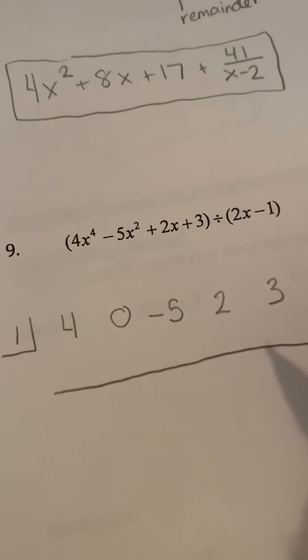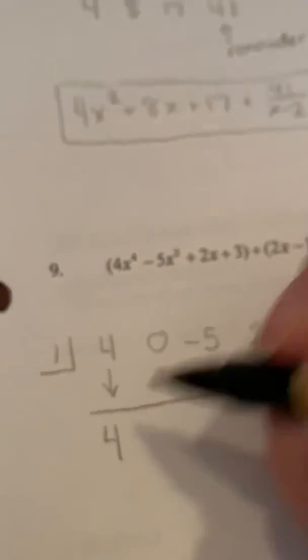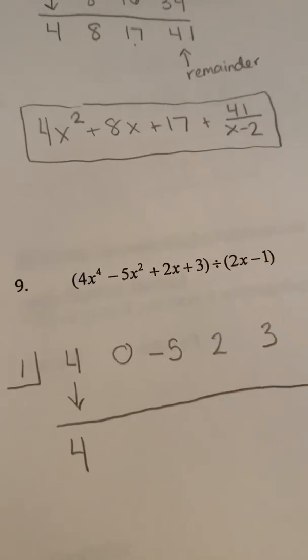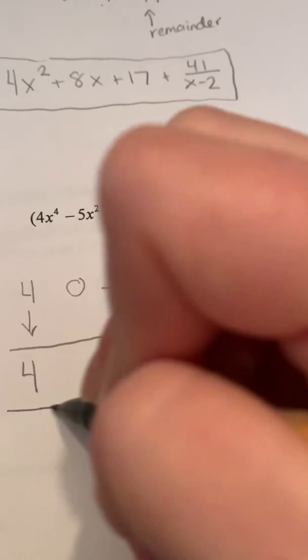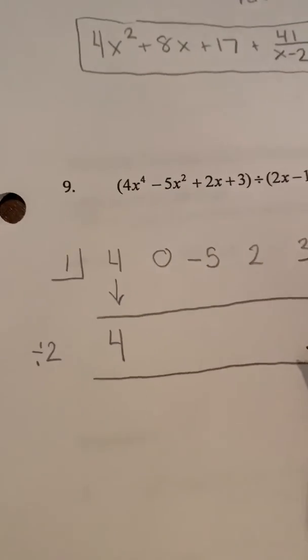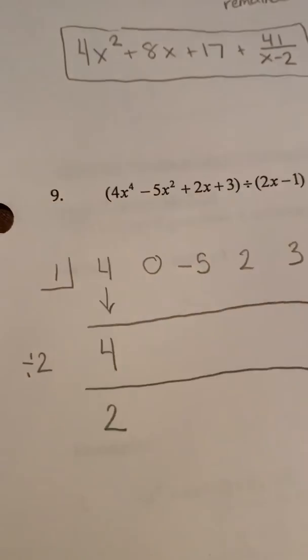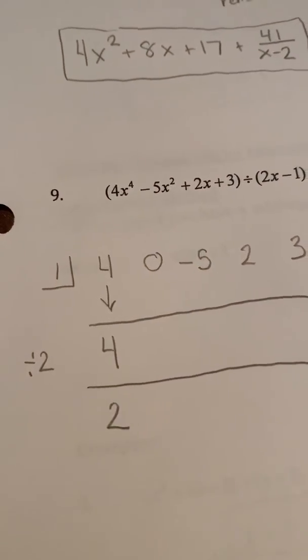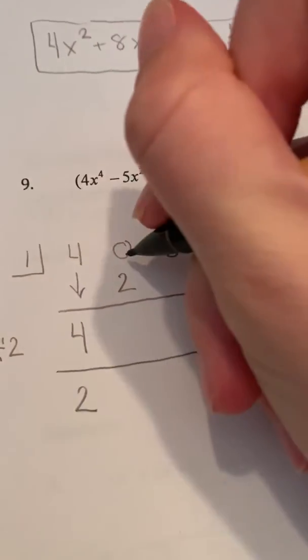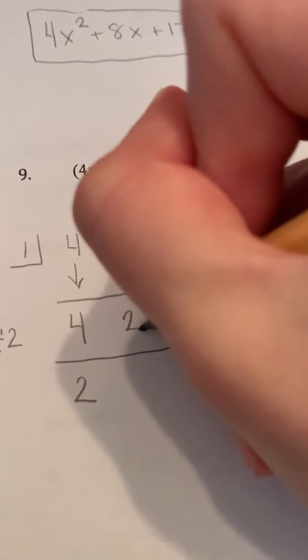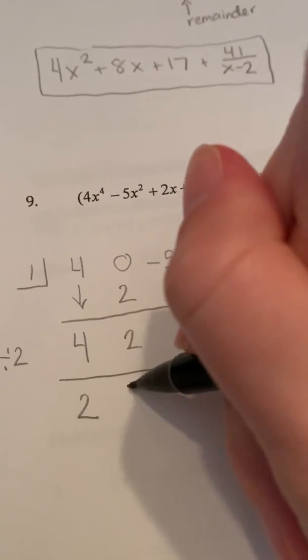We'll bring down our first term, but this is where it's different. Now, because that coefficient is a 2, we're going to divide this row by that coefficient, which is 2. So 4 divided by 2 is 2. Now we go about the same process as before. 1 times 2 is 2. Add that is 2. Now divide by the 2 out front, which is 1.